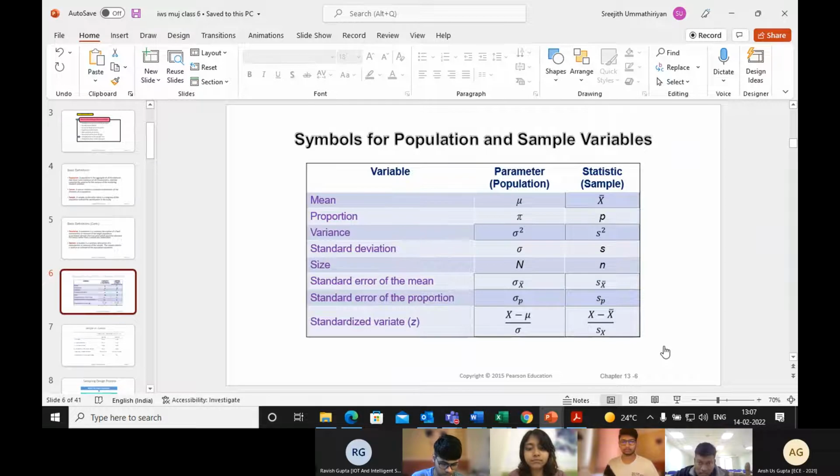anything that you calculate for the population is called the parameter. Anything you calculate for the sample is the statistic. These are the standard notations which are used in statistics generally: mu, x bar, pi, p, sigma square, s square, sigma, s, capital N, small n, sigma x bar, s x bar. So all of those kinds of things. These are standard notations. We essentially want to explain the difference between population, parameter, and statistic.